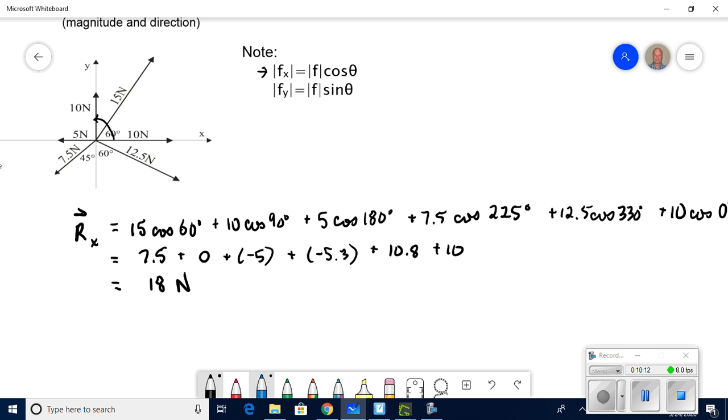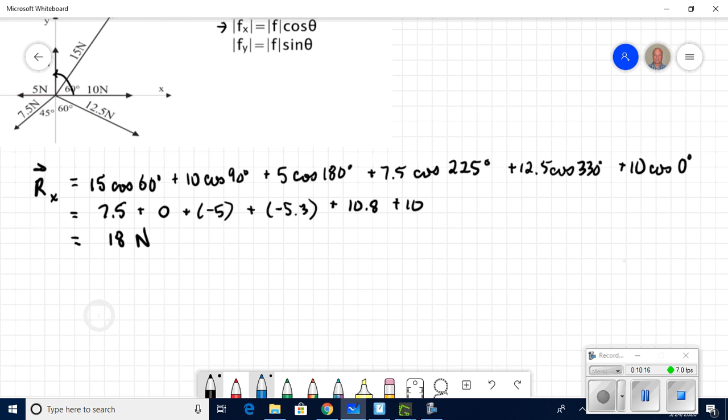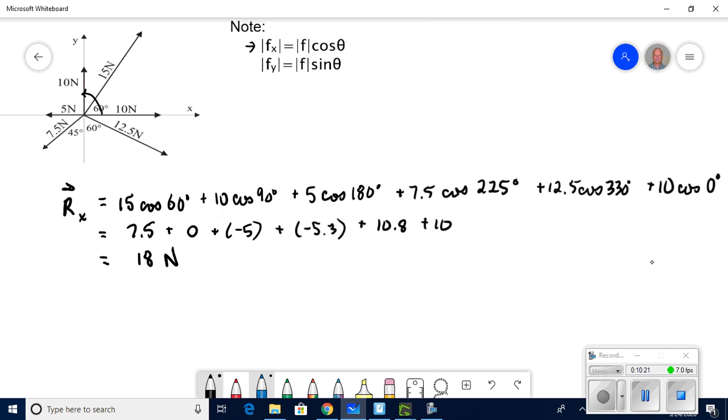Good. Now, I'm going to write the same string for my y component. I think you guys can probably do this. Maybe you've done this before. I'm going to start again at this vector and go all the way around, and see if I can write my string here. Let me pause this.